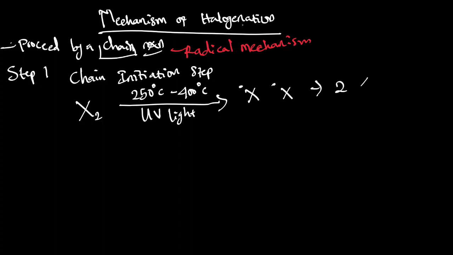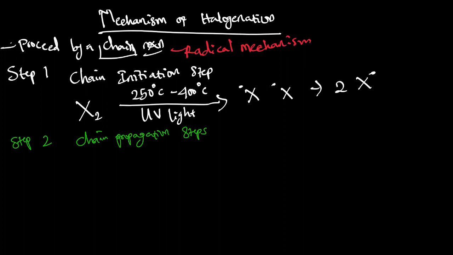Since homolytic fission occurs here, we get something like this, 2X radicals. It's still the same thing. So this is the first step. Now, what is the second step? Step 2 is actually known as the chain propagation step.